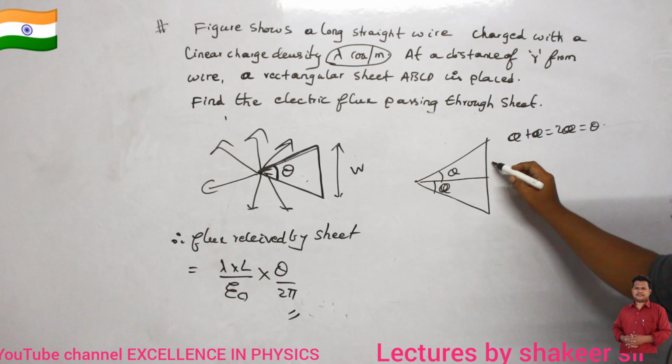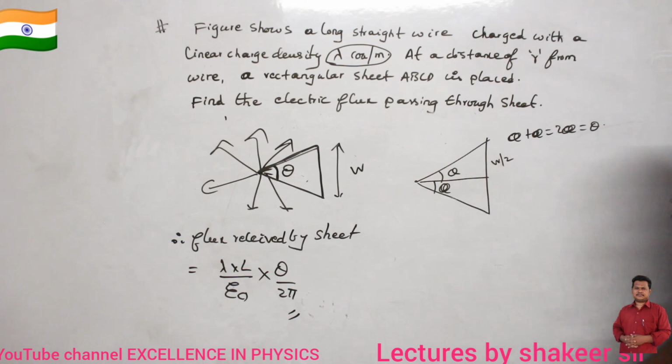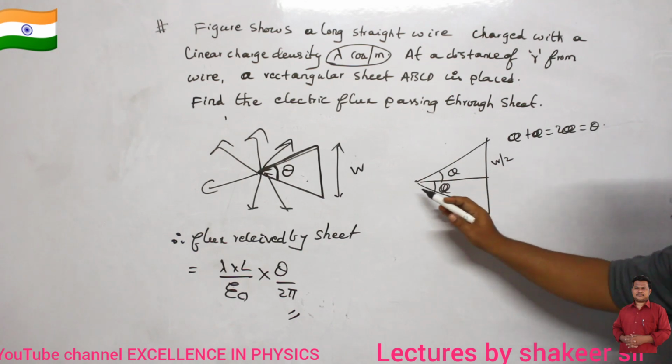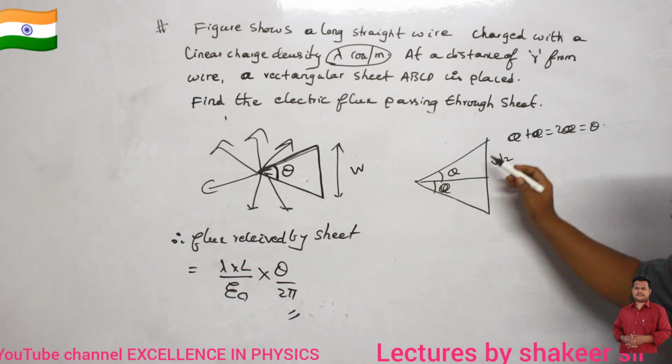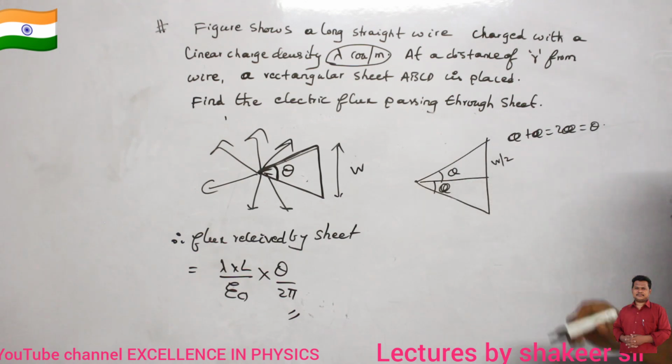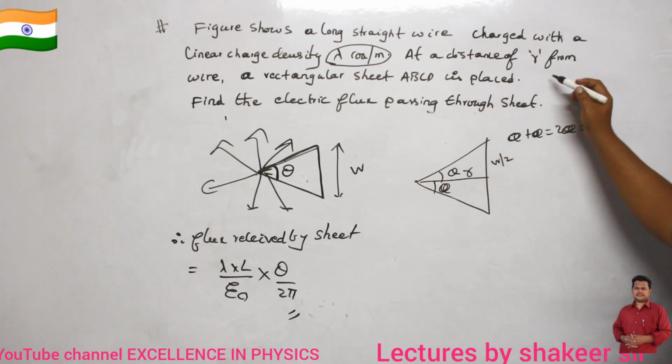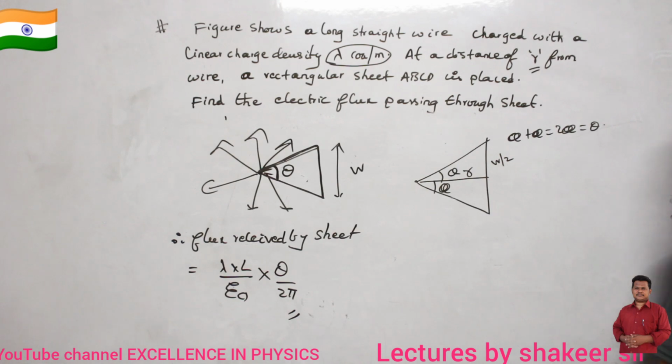If this is the width, then this is W by 2. Then what is this length? My line charge is present here. The sheet is present at what distance? The sheet is present at a distance of R. Already it is given.